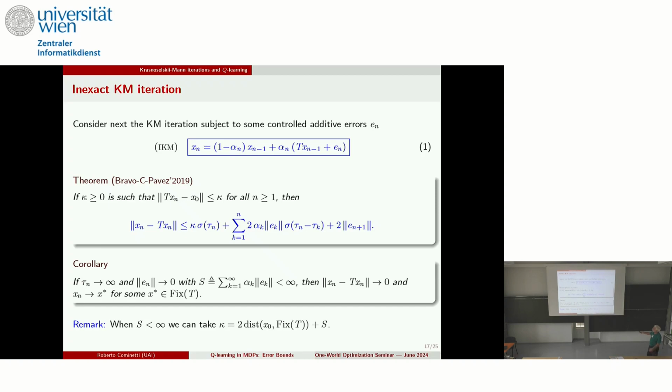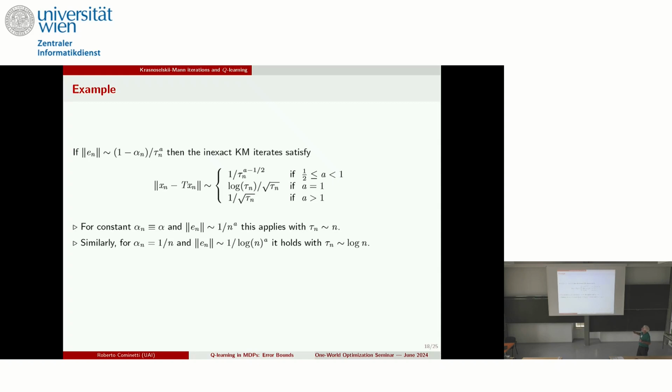You can prove this type of bound. Again, under suitable conditions, you can deduce that the iteration converges to a fixed point. Notice that I never assumed that the fixed point was unique, so it will converge even if there are many fixed points. This iteration will select one of them. Here is just an example: if you take, for instance, errors that you control like a power of your tau_n, then you can have these more explicit estimates. Are we done?